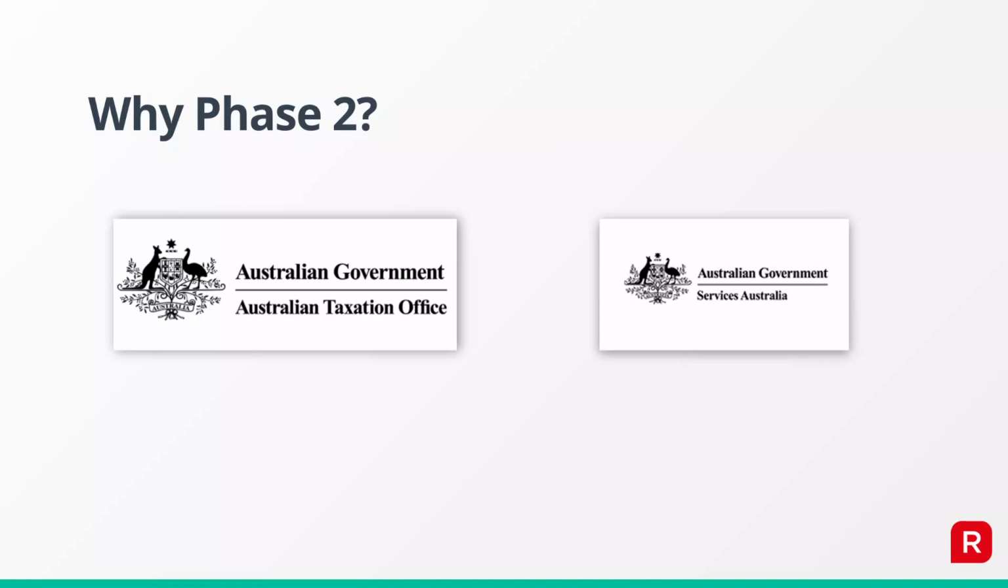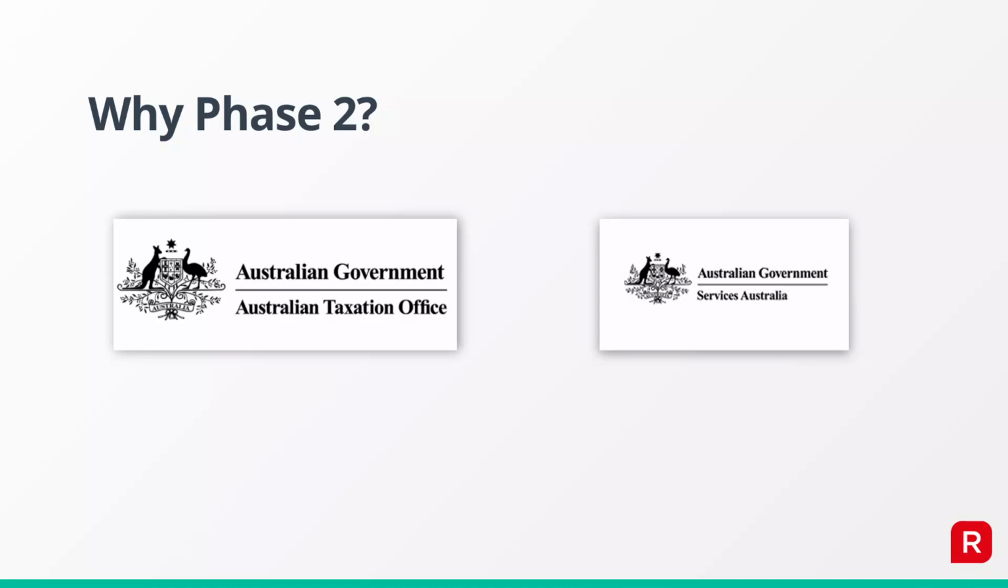Well, STP has proven most successful for the ATO. Not only has it eliminated the need to produce payment summaries, but it's also providing real-time data for both the ATO, employers, and their employees. Its success has initiated the second phase to provide not only the ATO with greater payroll visibility, but also other Commonwealth services such as Centrelink and Services Australia.